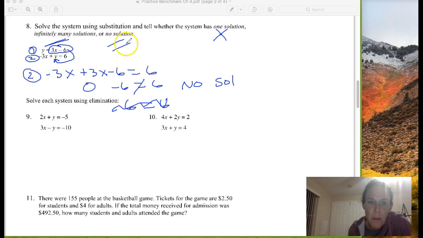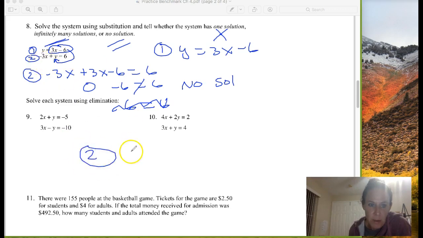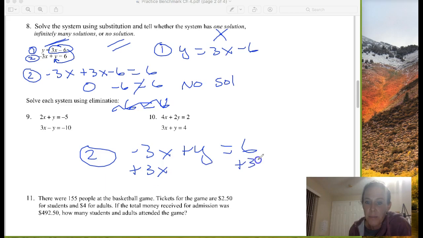Now, if I were to rewrite these equations, this first one, just so you can see, is in slope-intercept form already. There's my slope, there's my y-intercept. Put equation 2 in slope-intercept form. So here's equation 2. I'm going to write it down here. This is negative 3x plus y equals 6. If I want to solve for y, I'm going to add 3x to both sides.